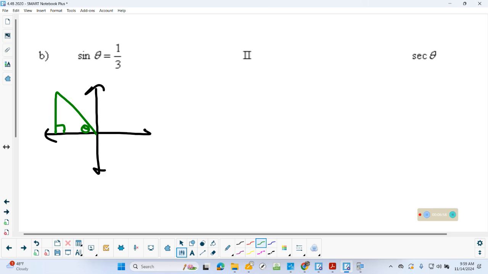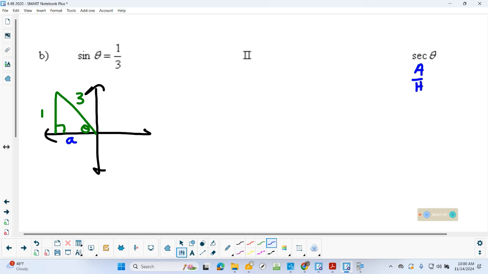You've got sine, so you have opposite, hypotenuse. And again, due to your location, hypotenuse is always positive. The one's positive because you're going up. Now, I see we need secant. Secant, of course, is the reciprocal of cosine. So I know I need that adjacent side. I already have the hypotenuse, but I'm going to find my adjacent side.